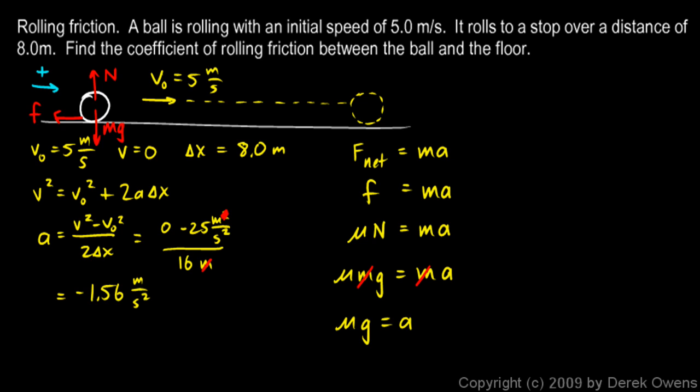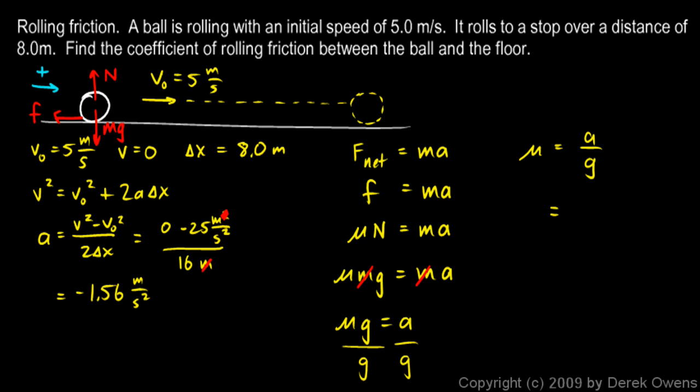We're told to find the coefficient of rolling friction. There it is, mu. Algebraically, we can just divide each side by g, and we get mu is equal to a over g. And we can find this because we found a earlier. The negative here doesn't matter. The negative sign on the acceleration just indicates the direction of the acceleration. Friction would be the same number, the coefficient of friction, regardless of which direction we called positive or negative.